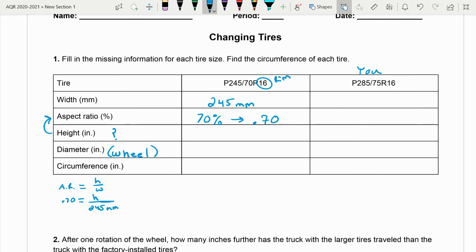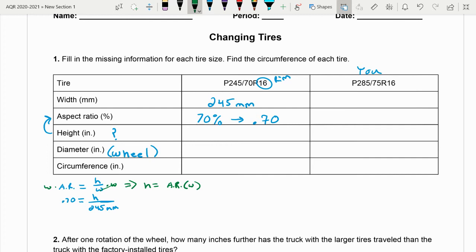So to solve for this, kind of straightforward. I want the height, so I'm going to multiply both sides by W, right? In this case, my height will equal, these W's will cancel out, my aspect ratio times the width. I don't like that times symbol, so let's just put times width. All right, so that's the height.